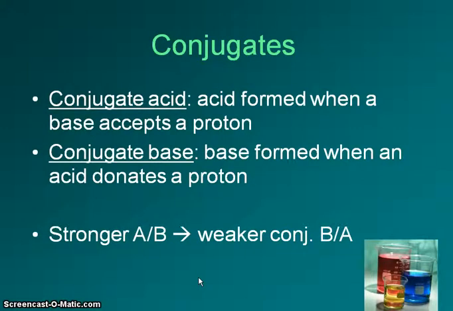A conjugate is going to be the product of an acid-base reaction. So a conjugate acid is the acid that gets formed after a base accepts a proton, and a conjugate base is the base that's formed after the acid donates a proton. So you have your acids and bases as your reactants, and then your conjugates will be your products. And then just kind of a trend that we see, the stronger the acid or base, the weaker its conjugate will be.